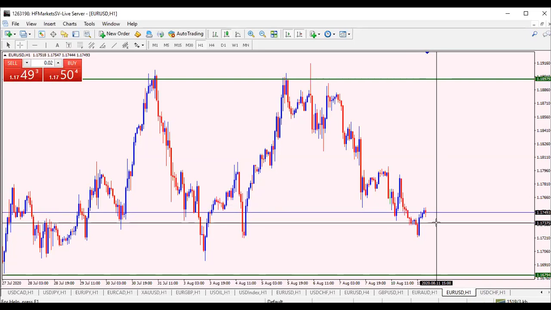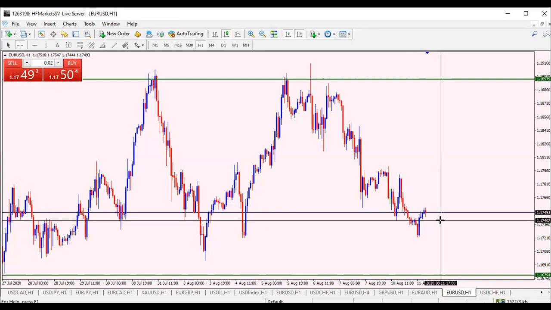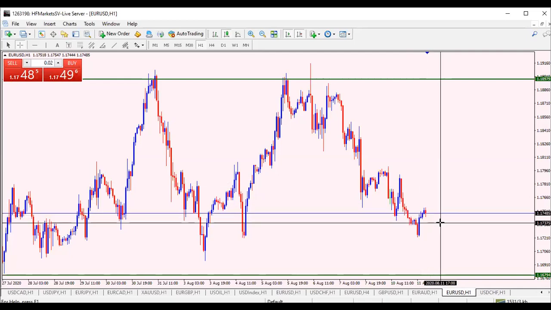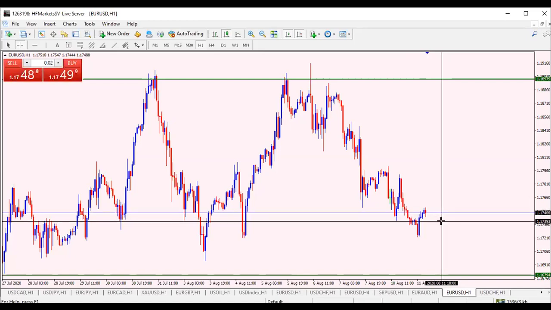What happens? Maybe I place my entry here, that's 1.17402. But the market chooses not to sell, the market wants to buy, and starts moving up. What happens? I don't make any loss. All I have to do is just close my order. That's all. The market is moving against my prediction, then I just close my order. Simple. Without any single loss.